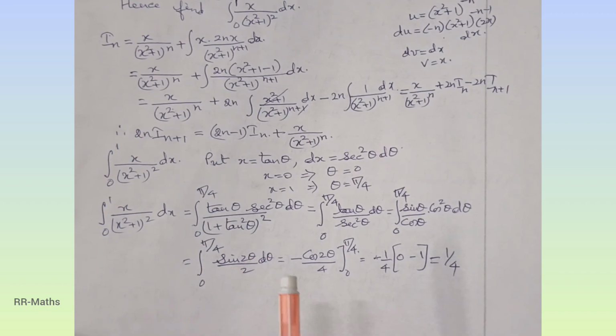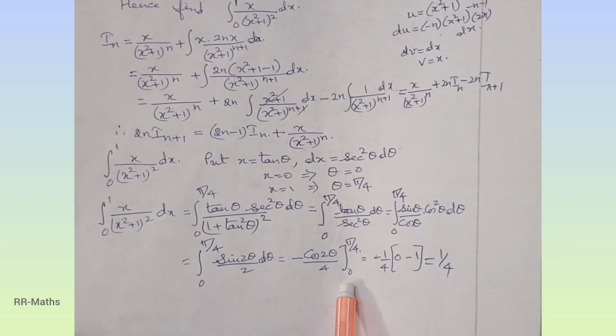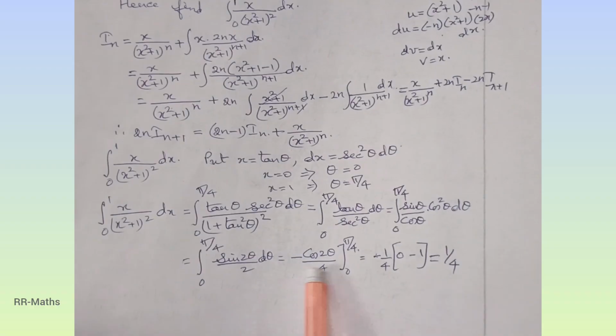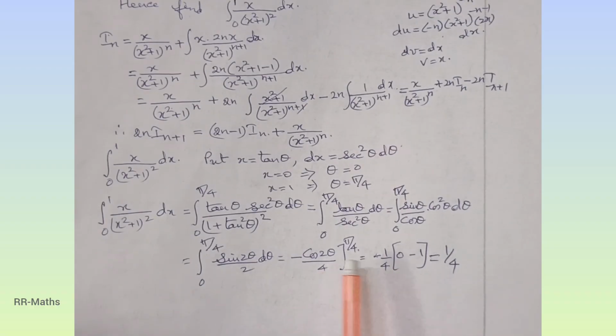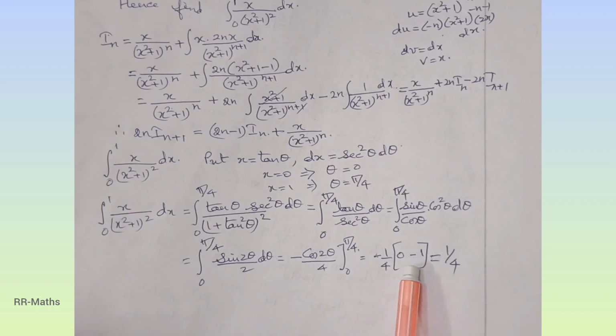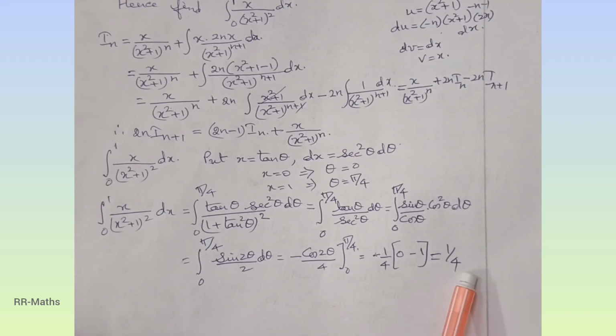So integrating sine 2 theta, I get minus cos 2 theta by 2. There is already a 2, making it 4, and you substitute limits from 0 to pi by 4. You are substituting theta as pi by 4, so 2 times pi by 4 will become pi by 2, and cos pi by 2 is going to be 0. And for the lower limit you need a negative sign, so that is minus of cos 0, which is 1. So minus 1 by 4 into (0 minus 1), which will reduce to 1 by 4. So that's your final answer.